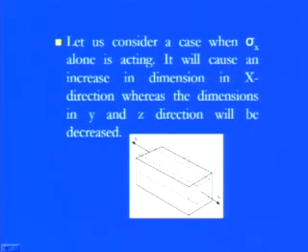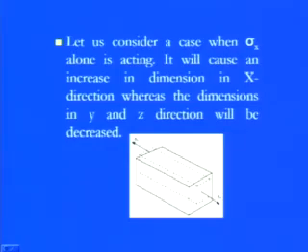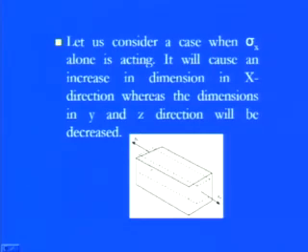So now, if you apply those concepts to the main category, let us consider a case where sigma x is simply acting. That means we have a simple axial pulling, where the force is dominating in the x direction. What exactly the deformations are, we will see in this particular diagram.